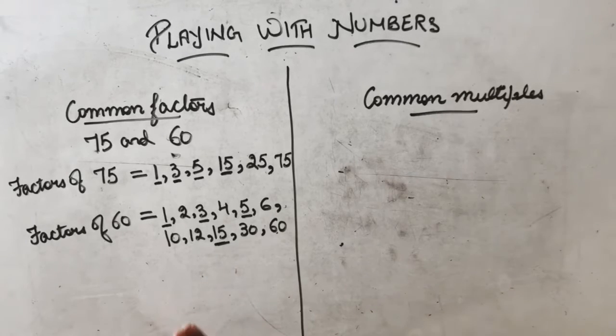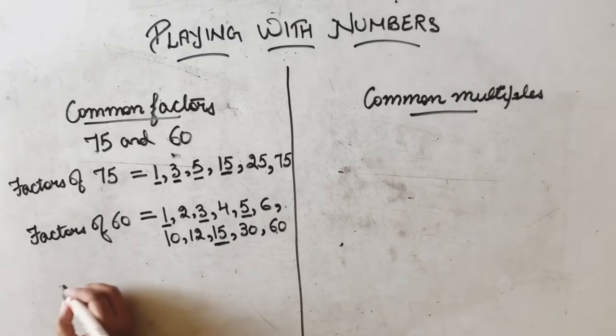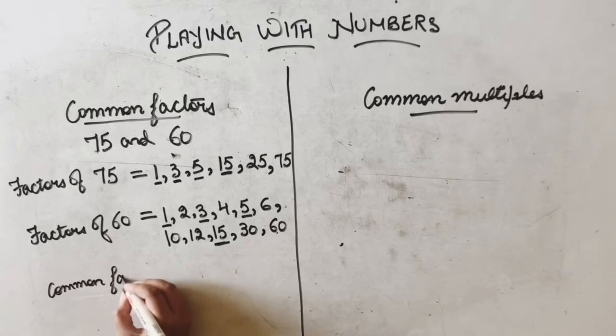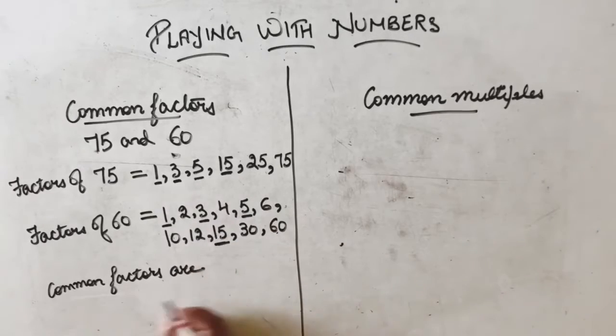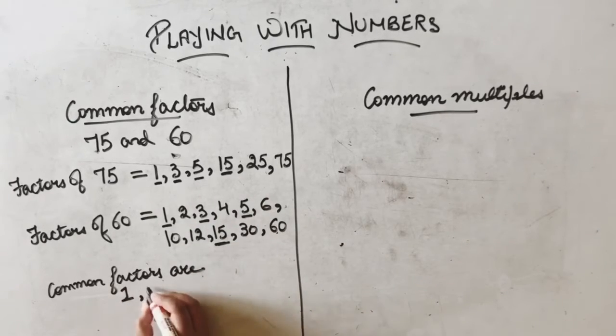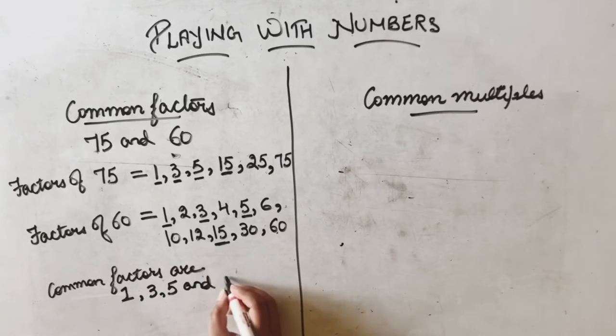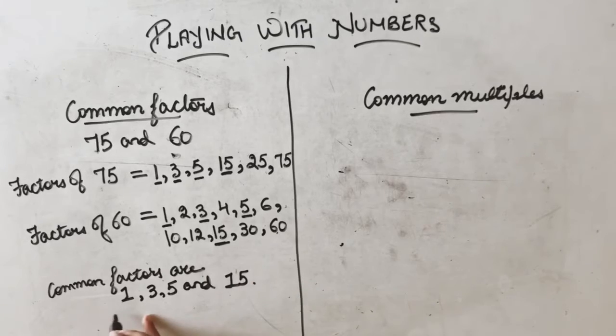So what are the common factors? You'll write the common factors: 1, 3, 5 and 15. So this is the answer.